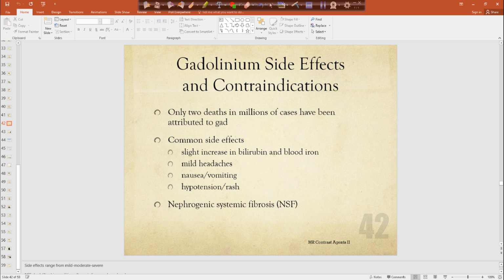We do still get some side effects when we inject our patients with gadolinium. The side effects could be mild headaches, nausea, vomiting, hypotension, rash, hives, things like that. Those are usually non-systemic. So all you have to do is tell them to stop by the CVS and get some anti-inflammatory agents.